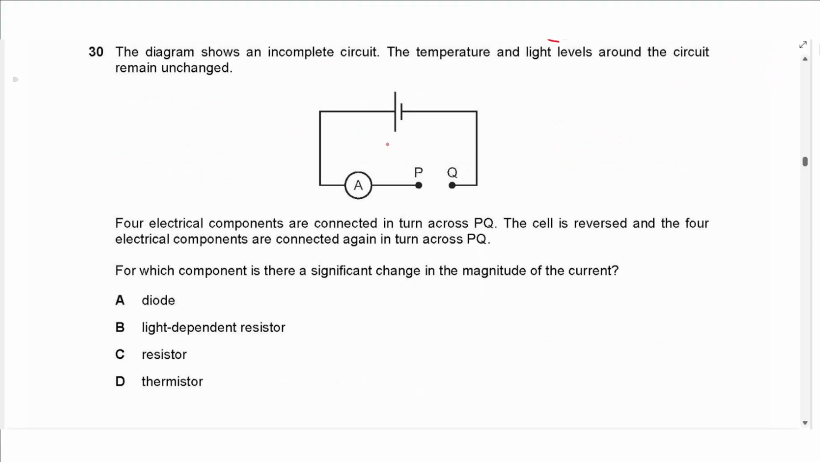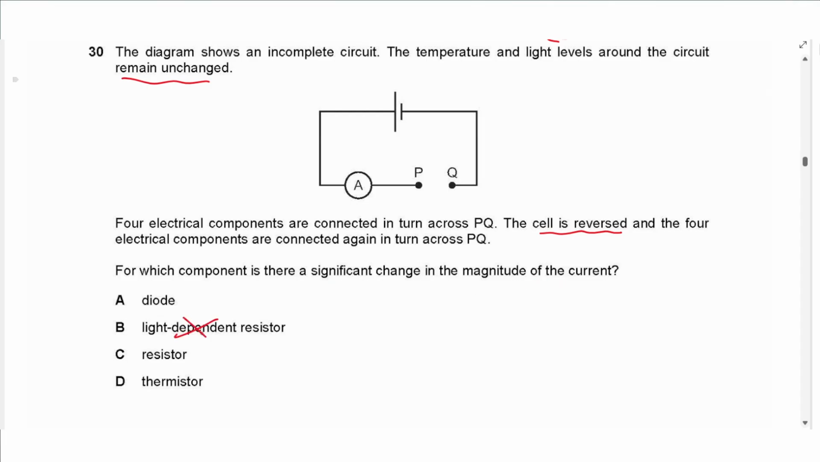Question 30 says the diagram shows an incomplete circuit. The temperature and light levels around the circuit remain unchanged. 4 electrical components are connected in turn across PQ. The cell is reversed and the 4 electrical components are connected again in turn across PQ. For which component is there a significant change in the magnitude of the current?